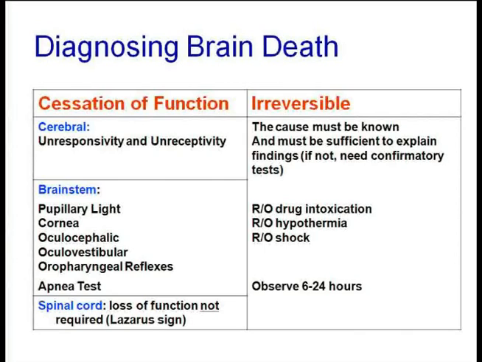Our testing for brainstem function is a little bit more technical. So we go through the list there: the pupillary light with the flashlight, the corneal test with the cotton swab on the cornea, oculocephalic, the doll's eyes test, moving the head back and forth, oculovestibular, 50 cc's of ice water into each ear canal, oropharyngeal reflex, either a Q-tip to the back of the pharynx through the nose or a suction catheter down the endotracheal tube, and the apnea test, which I'll mention in a moment. In particular, the patient does not have to have the loss of spinal cord reflexes.